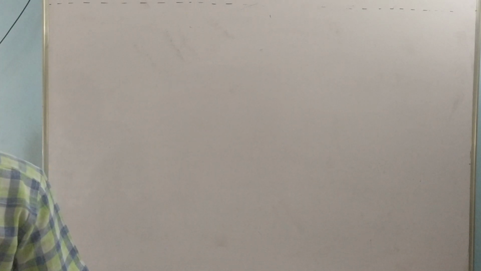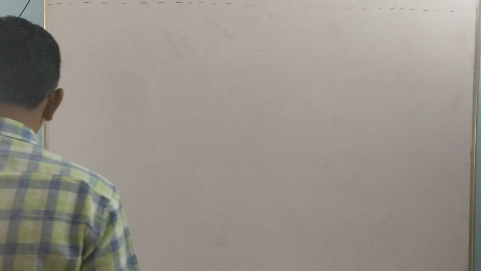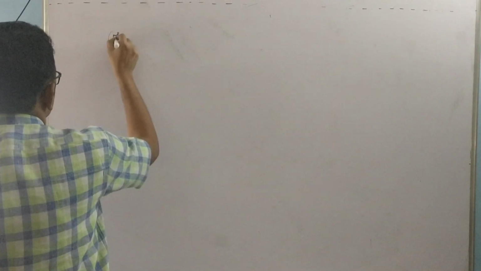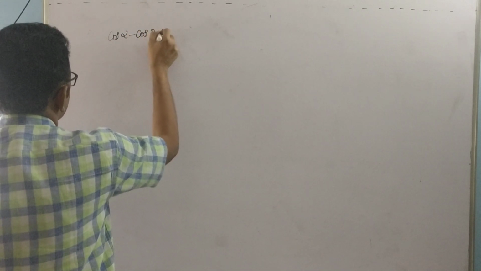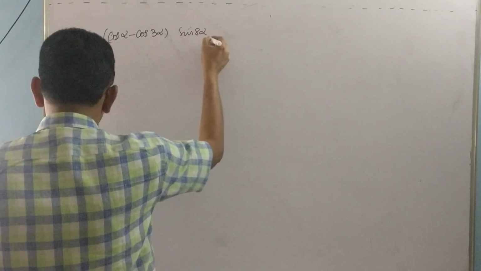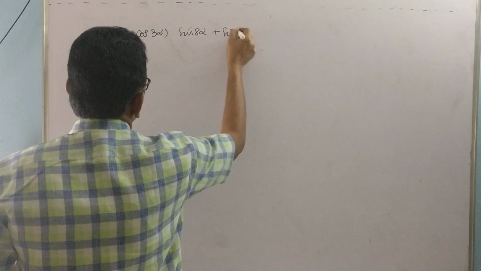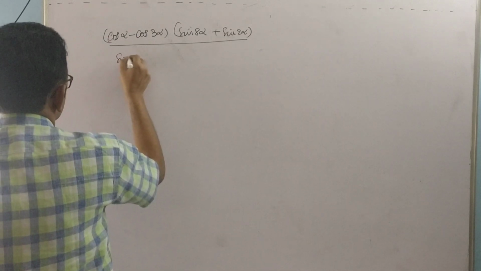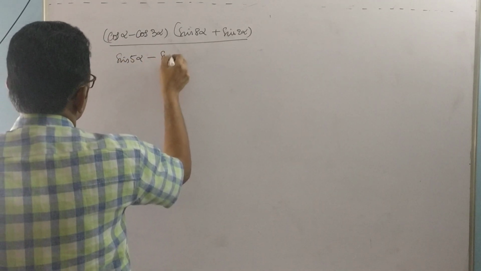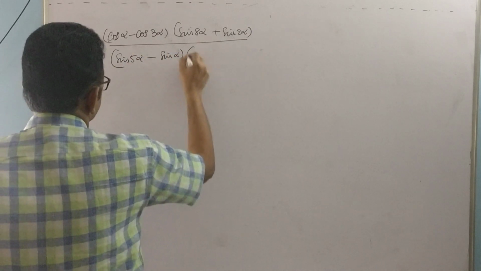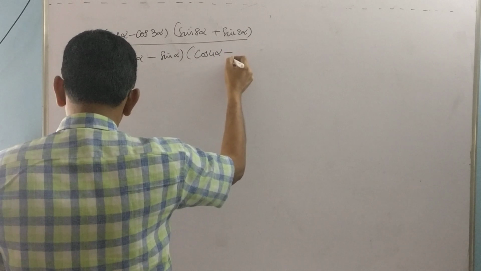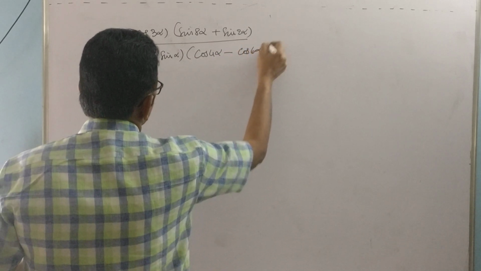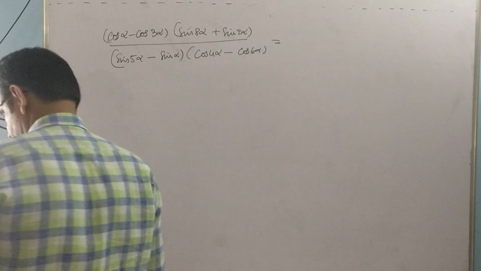Next one, the value of cos alpha minus cos 3 alpha into sin 8 alpha plus sin 2 alpha by sin 5 alpha minus sin alpha into cos 4 alpha minus cos 6 alpha is equal to, value.